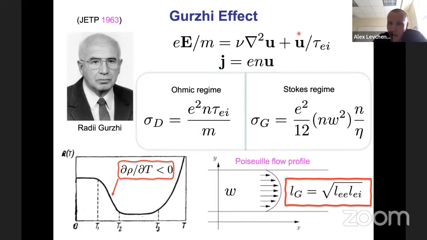However, if we are in the opposite regime, when there is no relaxation in the bulk of the flow and everything occurs due to the viscous stresses, of course, then we need to answer the question where the relaxation of momentum occurs, because electron-electron collisions conserve momentum. So then we need to think about the flow in a finite size geometry.